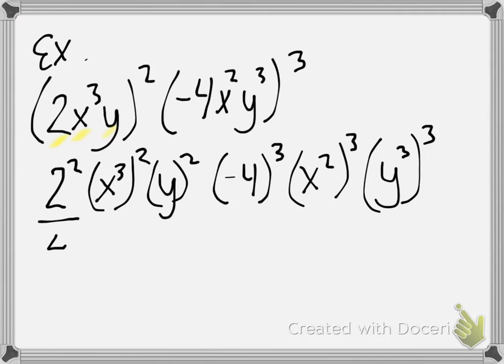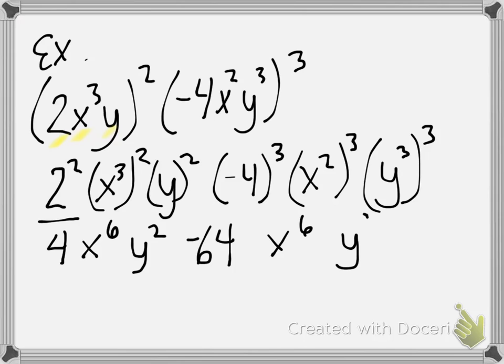So 2 squared is 4. X cubed squared is x to the 6th using my power to power rule. Y squared is y squared. Negative 4 cubed is negative 4 times negative 4 times negative 4. Negative 4 times negative 4 is 16 times another negative 4 is negative 64. X squared cubed is x to the 6th, and y cubed cubed is y to the 9th, using those power to power rules.